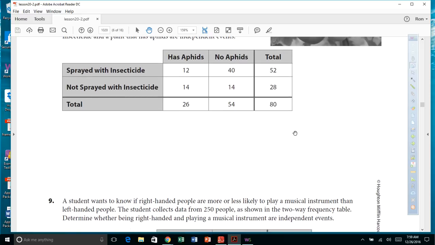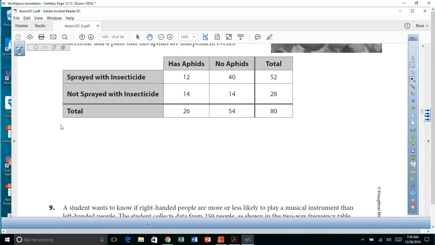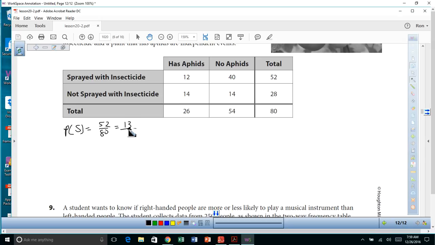Independent events. Okay. Let S be the event that a tomato plant was sprayed with insecticide. Let A be the event that a tomato plant has aphids. So we need to find the probability of S, sprayed with insecticide. That's going to be 52 over 80, and that reduces to 13/20.